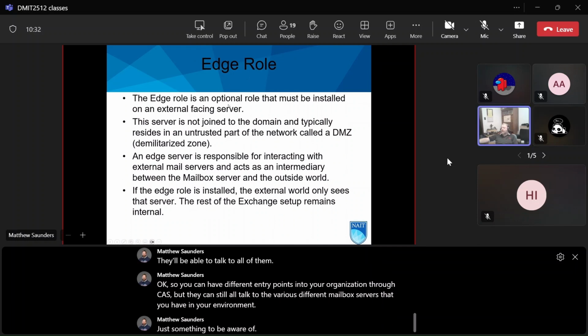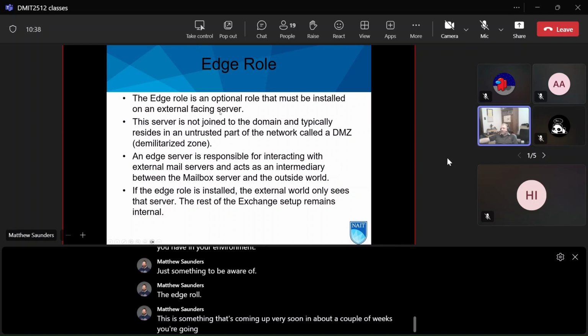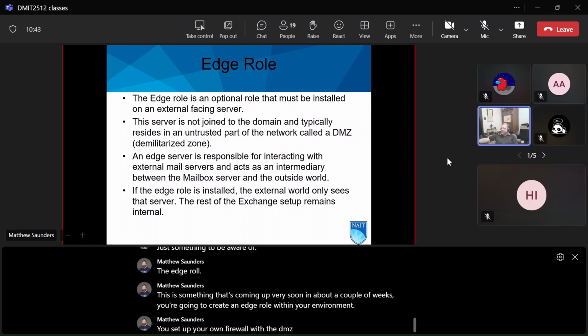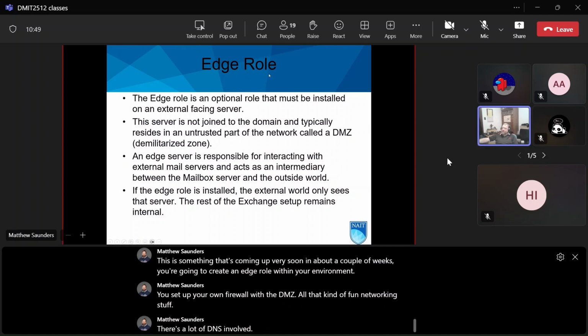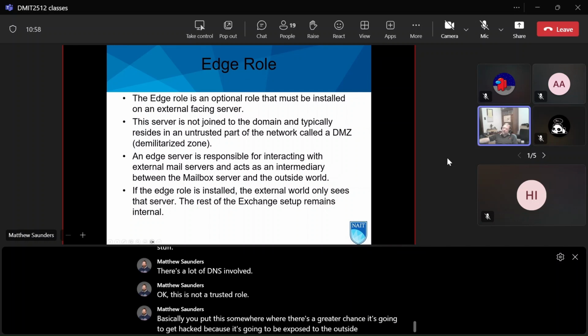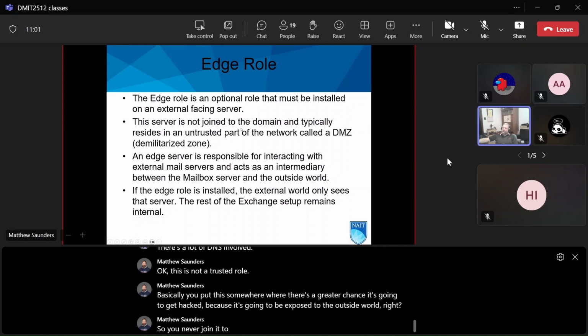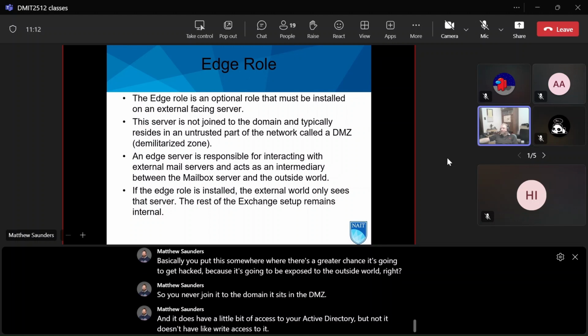Okay, the edge role. This is something that's coming up very soon. In about a couple of weeks, you're going to create an edge role within your environment. You're going to set up your own firewall with the DMZ, all that kind of fun networking stuff. There's a lot of DNS involved. Okay. This is not a trusted role. Basically, you put this somewhere where there's a greater chance it's going to get hacked because it's going to be exposed to the outside world, right? So you never join it to the domain. It sits in the DMZ, and it does have a little bit of access to your Active Directory, but it doesn't have write access to it. It can just query. Okay.